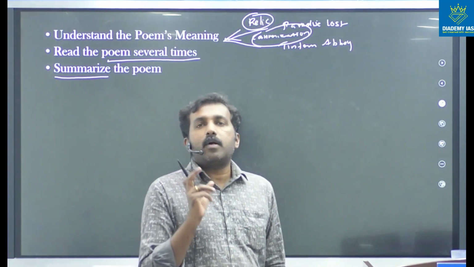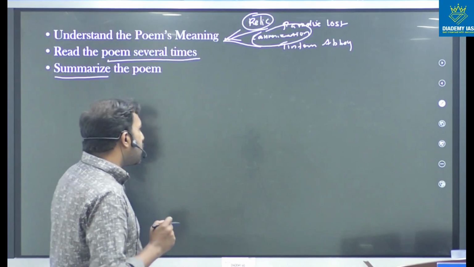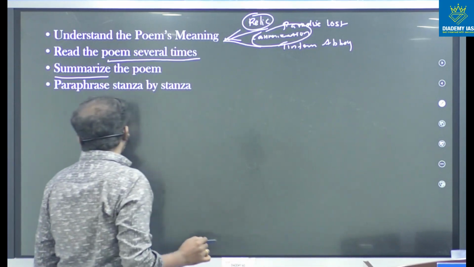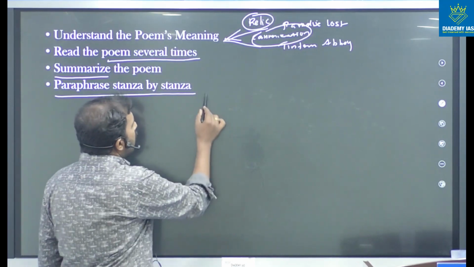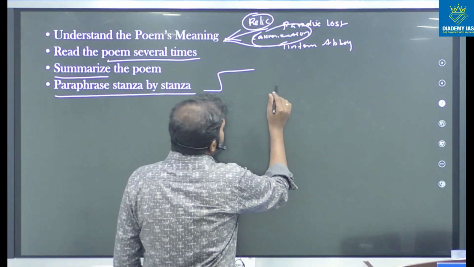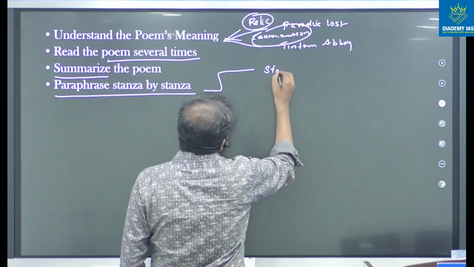The contextual summary is very important for the preparation. And the fourth one is paraphrase stanza by stanza. That is a very important thing. When you take a poem, you can find this. That means stanza by stanza is very important.